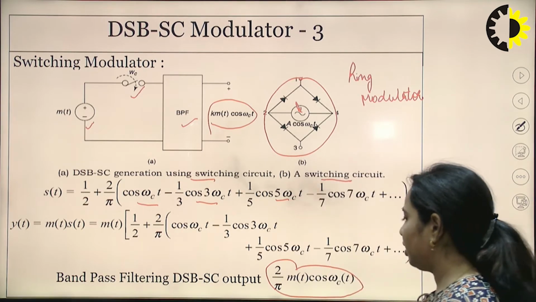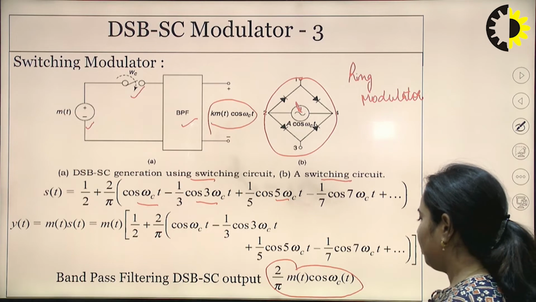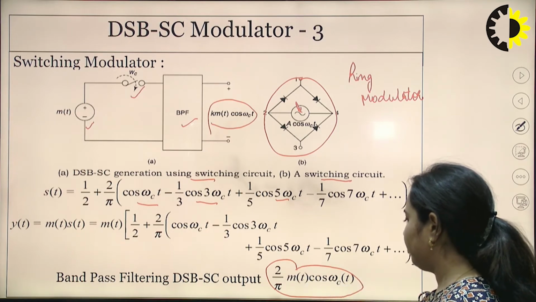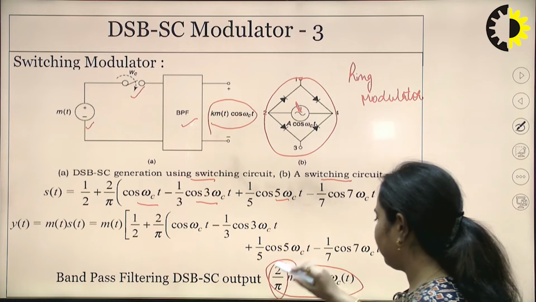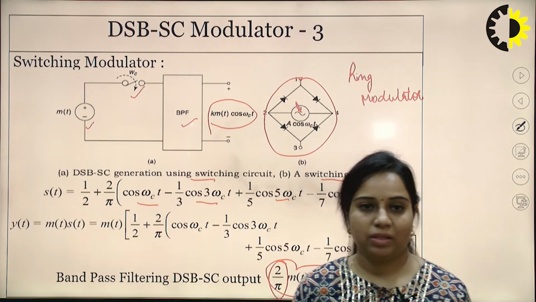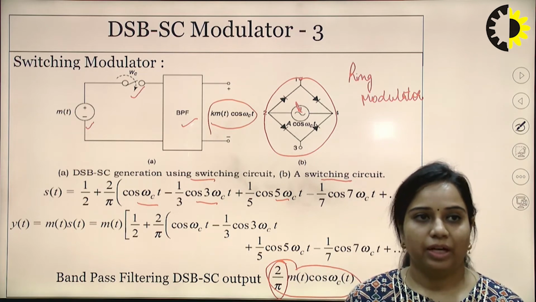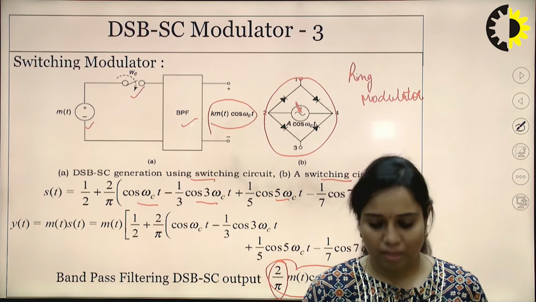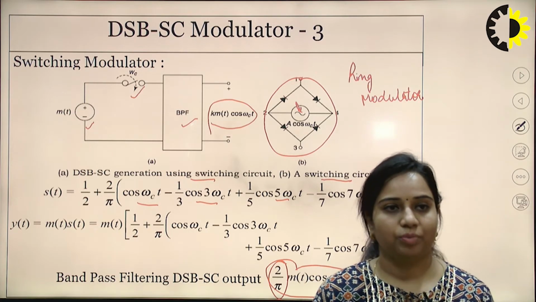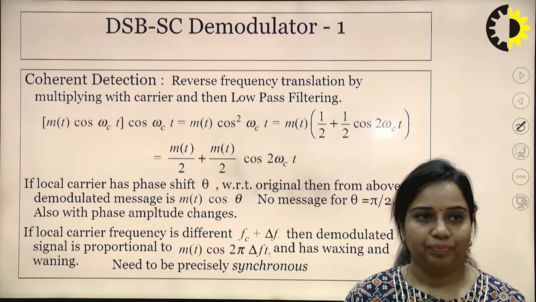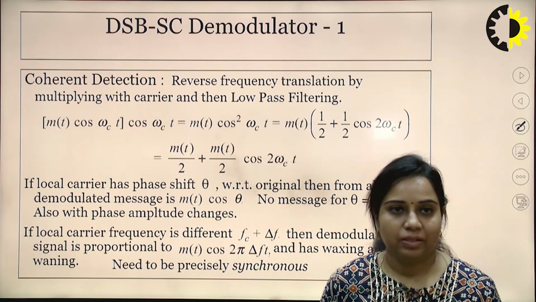Now you can see in all the 3 modulators this m(t) cos ωct is a constant term that is fixed, only the multiplying factor will change. So here it will be 2/π, in the previous case it will be 4/π. So that is how the multiplying factor will change, but the output will be the same, that is m(t) cos ωct. That is the standard equation for the DSB-SC modulator. Now next comes the DSB-SC demodulator.